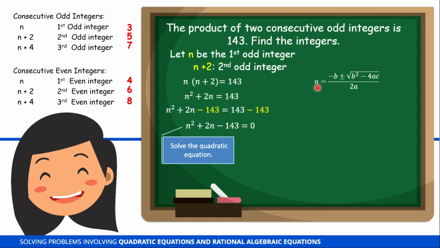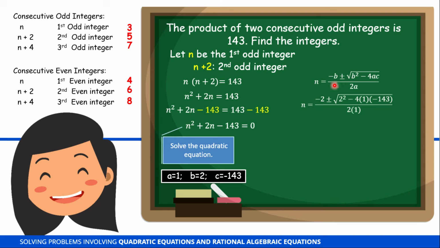Okay, since ang hinahanap natin ay variable n, so n ang ilalagay natin dito. N is equal to negative b plus or minus square root of b squared minus 4ac all over 2a. Hanapin natin ang values ng a, b, and c sa ating standard form of quadratic equation. Ang a dito ay 1, ang b ay 2, at ang c ay negative 143. Let's use substitution. I-substitute natin ang coefficients a, b, and c sa ating quadratic formula.